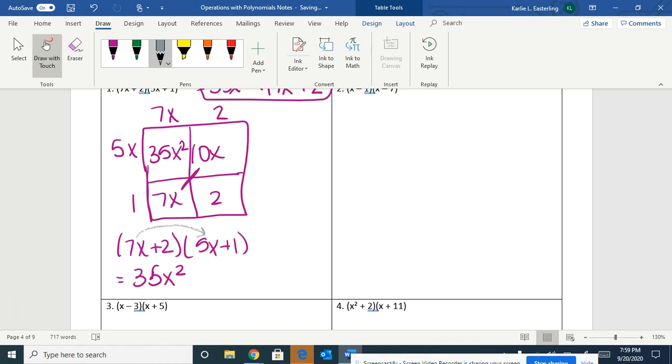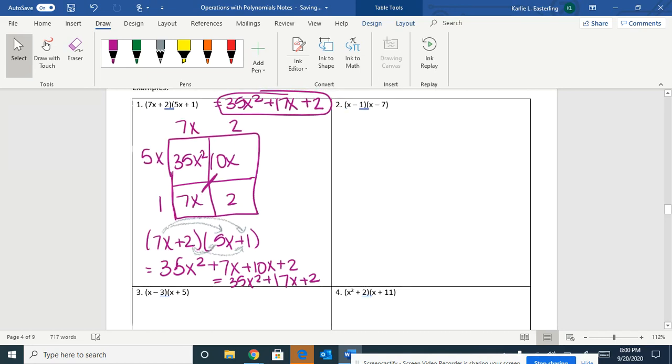And then you are doing your outer. So you would be doing your 7x times your 1x, because those are your outer terms, which you would end up with plus 7x. Then you would do your inner, which would be that 2 times 5x, which would give us 10x. And then finally, you would do your last, so 2 times 1, which would give us positive 2. So then at that point, you would combine like terms, and you would have 35x squared. You would have positive 7x plus 10x would give us 17x plus 2.